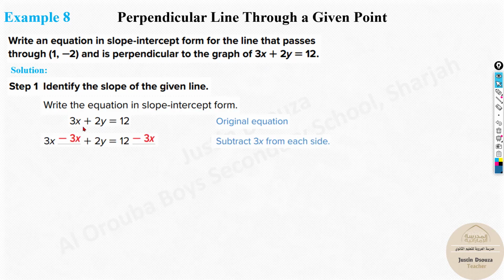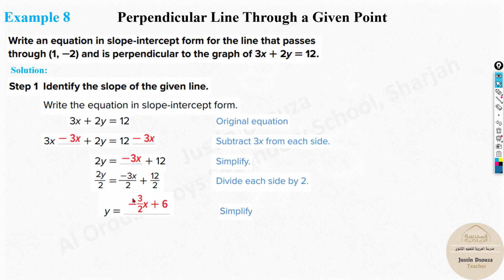Take this 3x to the other side, basically subtracting 3x from both sides. And on this side it's gone. You'll have 2y equals 12 minus 3x. Now write 3x first, 12 next, because it's y equals mx plus b. But you don't want this 2, so divide everything by 2. All the terms are divided by 2 on both sides. Now you're left with y equals negative 3 by 2, that is negative 1.5x plus 6.